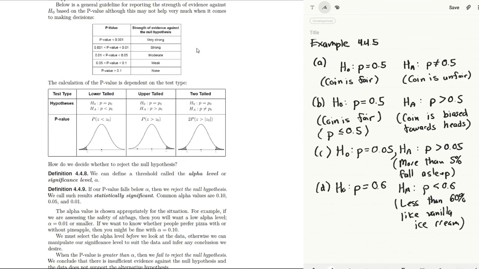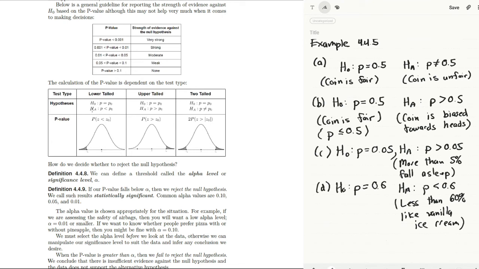This table is a general guideline for reporting the strength of evidence against the null hypothesis based on the p-value. However, this may not be very helpful when it comes to making decisions. So how exactly do we calculate this p-value? Well, first, it will depend on the type of test that we are performing, as well as the sampling distribution model. For proportions, we know that the sampling distribution will be normal under certain assumptions and conditions, and so we will use the normal model to find the p-value.